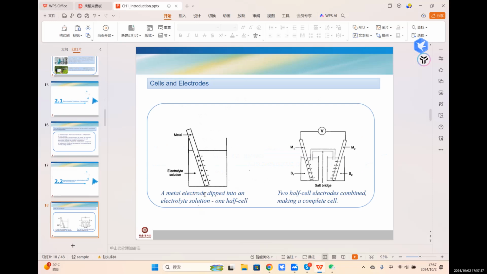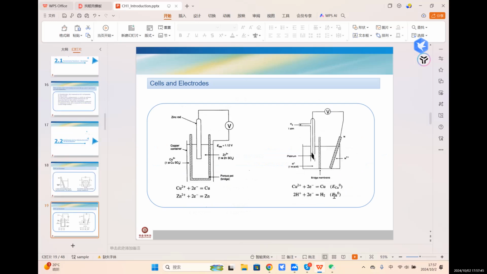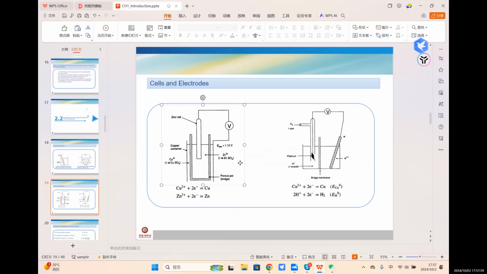A metal electrode dipped into an electrolyte solution, half cell to half cell. And this is some equation that indicates how this function works.